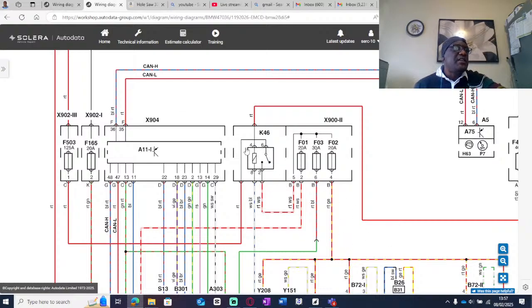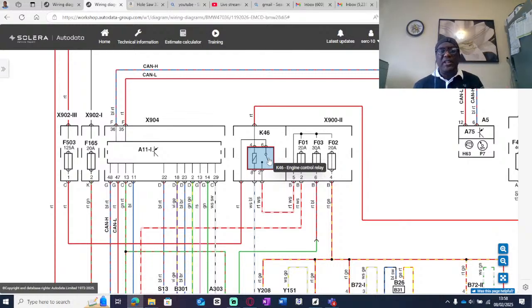So here is another thing. If you look at this, that box there, and then you see in there, that's a symbol of a coil, and then you have a switch. This is a relay, all right? So when you see that, that's a relay. So this is our engine relay. According to Autodata, K46 is an engine relay. So you know that's the relay.